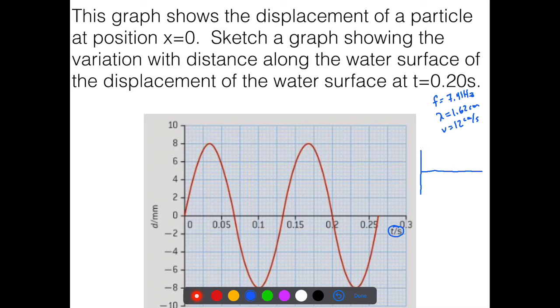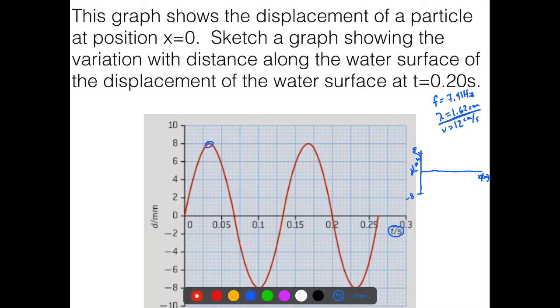So they do want variation with distance, so we're going to have x in centimeters, because that's the distance. Remember, the wavelength was in centimeters. And then the displacement of the water surface, so the displacement is this, the d, right? That's your amplitude there. So we already know that the wave has an amplitude or maximum displacement of 8. So it's going to go up to 8, and it's going to go down to -8.